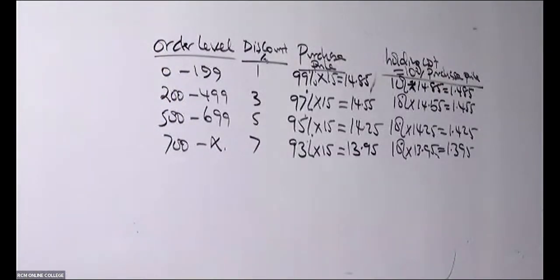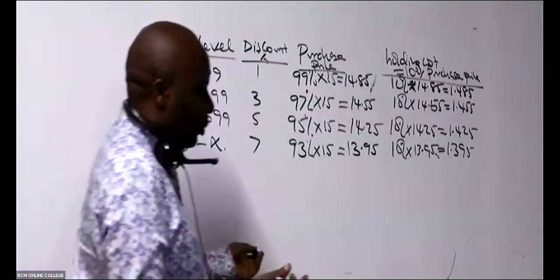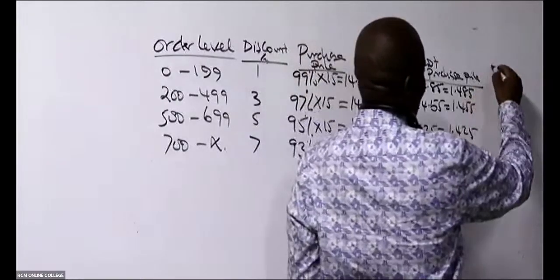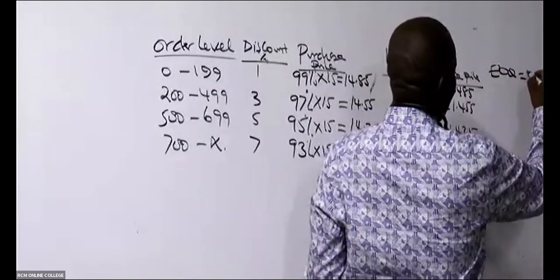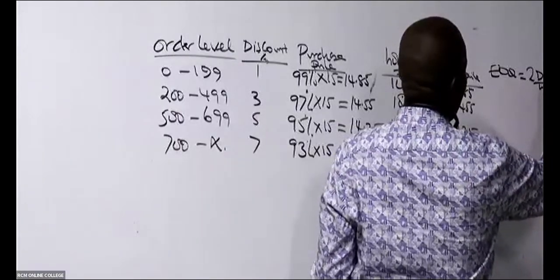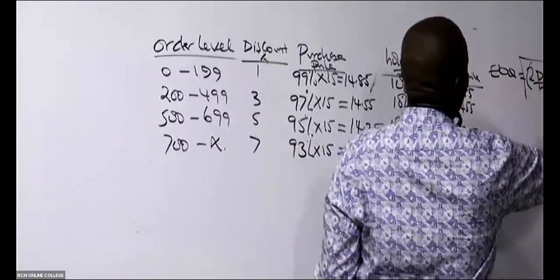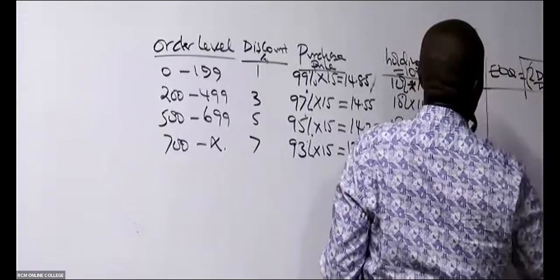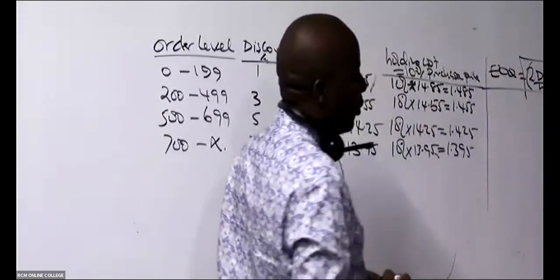So please go ahead and give me EOQ for each level. EOQ: they must have forgotten the formula, but those are not my students who have forgotten the EOQ formula. It is the square root of 2DCO over HC.